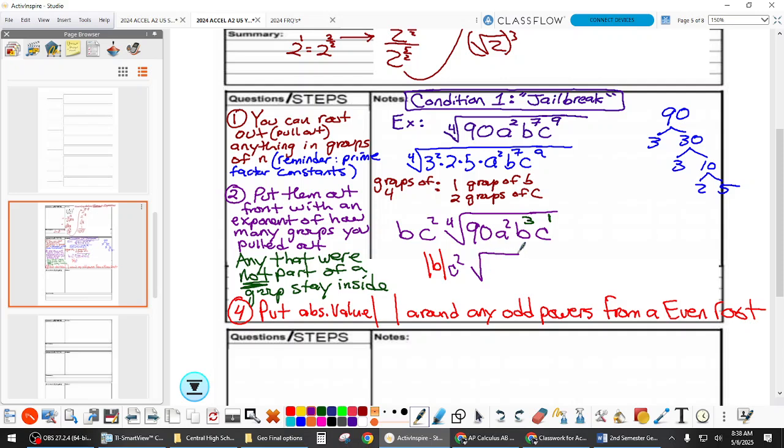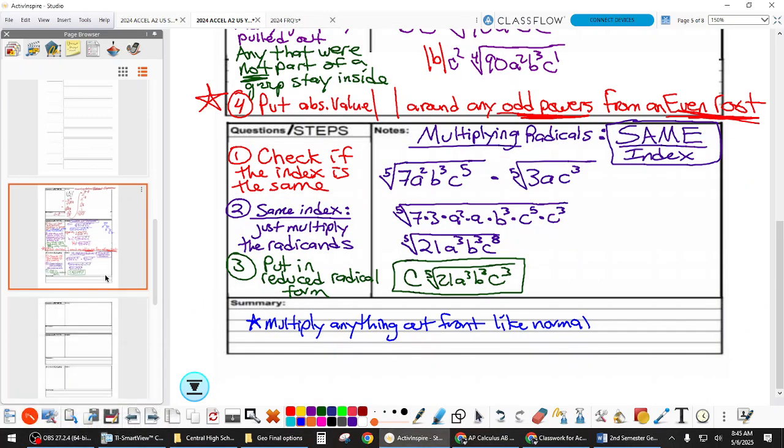Scoot that over. And then 90 a squared b cubed c. So anything out front, just multiply like normal.